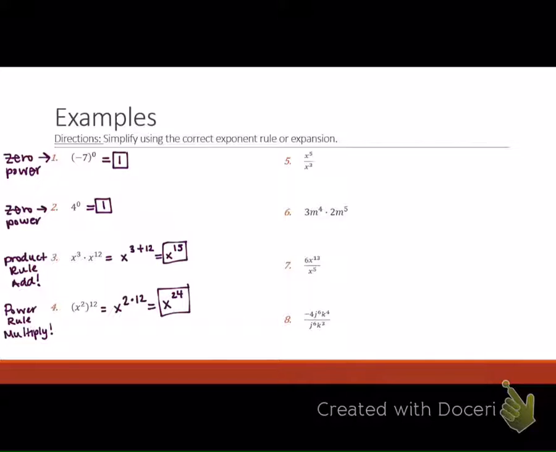All right, Katie. Number 5. What rule is that one? The quotient rule. And what does the quotient rule tell us? The quotient rule tells us to subtract. So I do what then? How do I, what am I subtracting? You subtract the 3 from the 5. Good. 5 minus 3 is 2, so that's x squared. Very good.